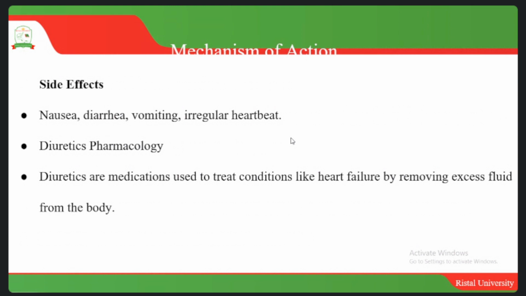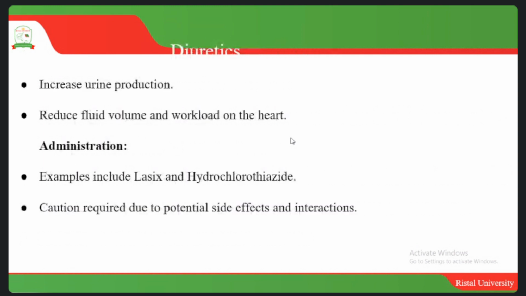So in the case of the diuretics, they help us to remove those excess fluids from the body, hence supporting the functioning of the heart. It increases urine production, and they reduce fluid volume and workload on the heart. And we administer them, for example, Lasix. We have Lasix in the form of tablets and also in the form of injectable. Then hydrochlorothiazide can also be one of them.